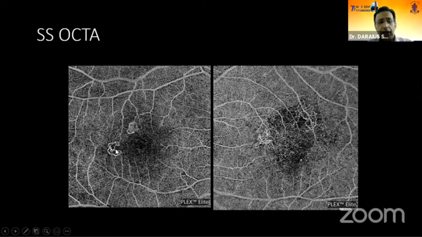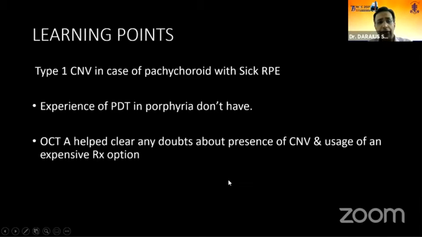The swept source OCT done later confirmed these beautiful networks, which you can see on OCTA, confirming the CNVM. So what is the learning point from this case? It was a type 1 CNVM in a case of pachychoroid with a sick RPE. The patient had porphyria, so PDT could not really be used. But most important, OCTA helped clear doubts about the presence of a CNVM and justify using an expensive treatment option, which did well for this patient.